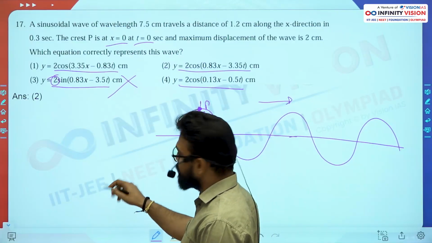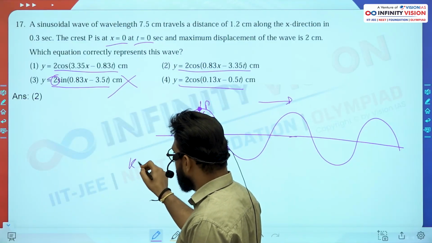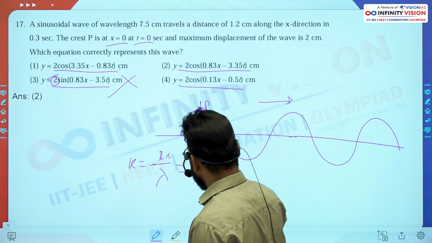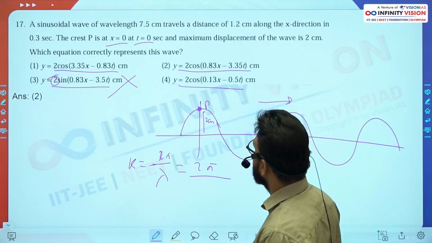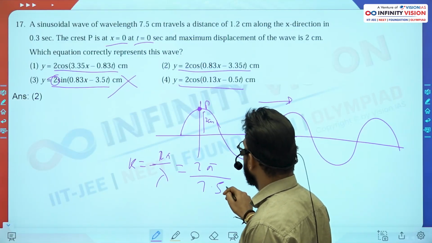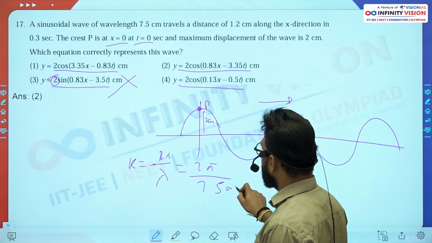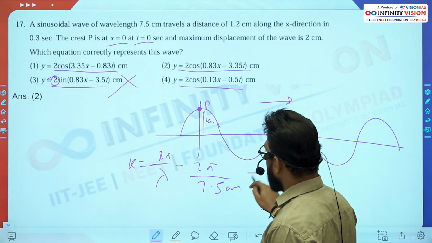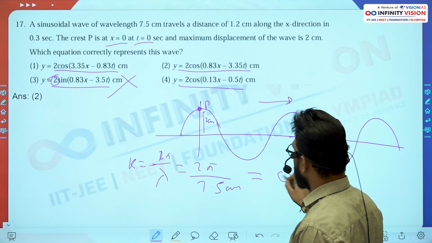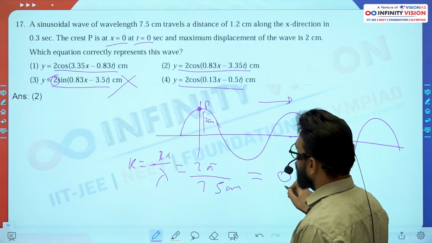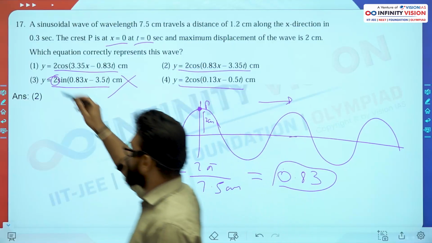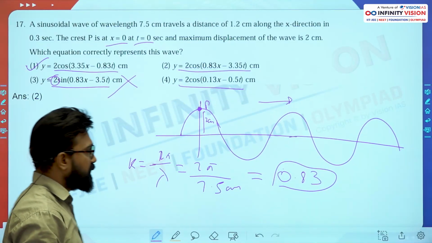we can easily calculate the wave number, which is k equal to 2 pi by lambda, and lambda, the wavelength, is already given to you as 7.5 centimeter. Again, you have to convert it into meter, and the final answer that we are getting is 0.83. So from this, which option is correct? That means your first option is the correct option.